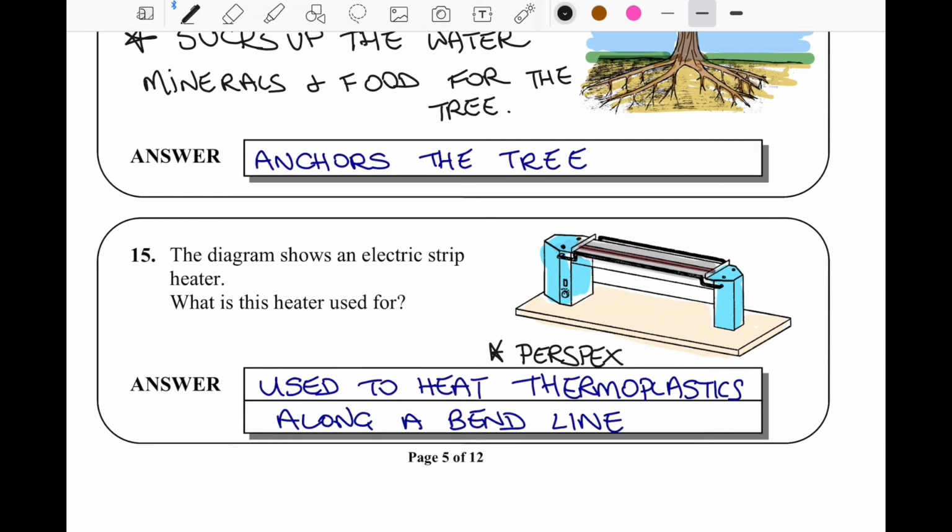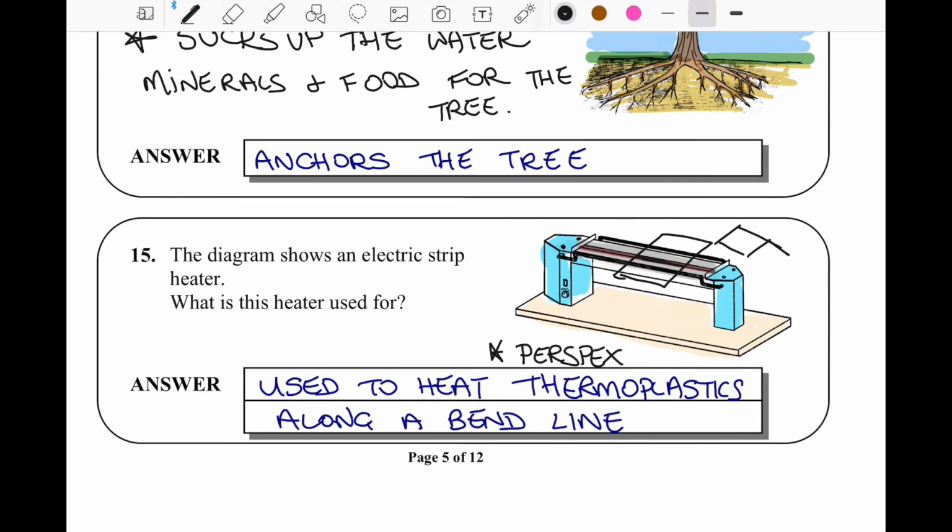What you would do is put your piece of perspex or acrylic across the strip heater, with a line drawn in the middle of the plastic, and you'd heat it up so that when you take it off the strip heater, you can bend it along that line that you had marked on it.